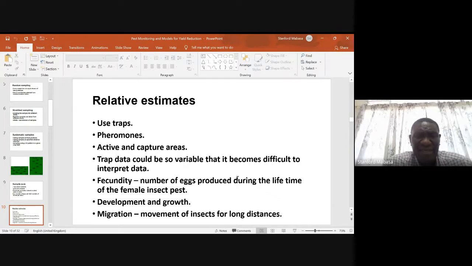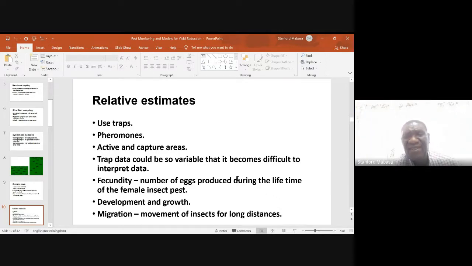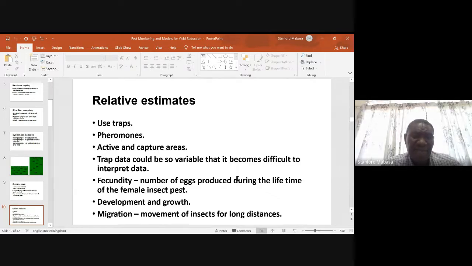There are some of the terminologies which we should be familiar with when we are dealing with insects. There's a characteristic known as fecundity. This is the number of eggs produced during the lifetime of the female insect pest. We should also note the development and the growth of the insect. There's also the issue of movement of insects for long distances, which is referred to as migration.